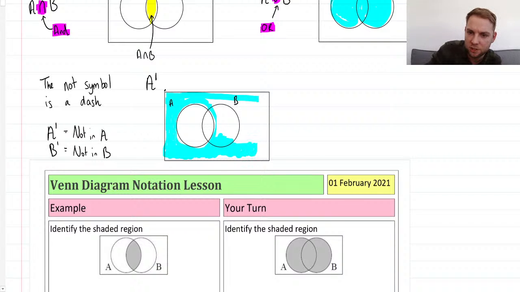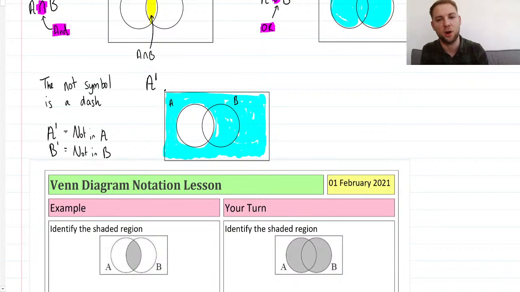So everything which is not in A is going to be all of this, like so. So that's everything that's not in A. I could do everything that is not in B, which would be everything which is not in that B circle. So let's just have a look now at what all of these are.